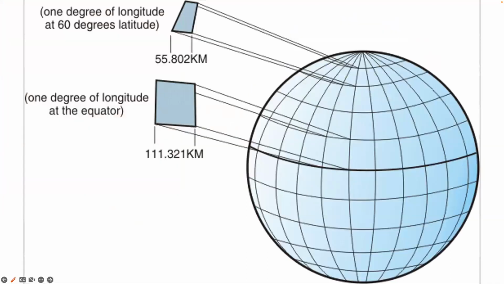Longitude, however, is another matter because meridians converge as they approach the poles. This causes a degree of longitude to vary from approximately 111 kilometers along the equator to about 56 kilometers at 60 degrees of latitude. So while a degree of longitude may be approximately 111 kilometers on the equator, it becomes progressively smaller as you move to either pole.